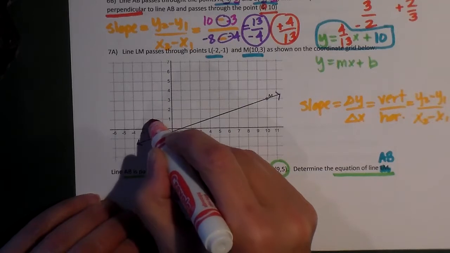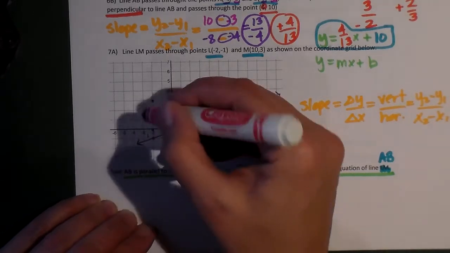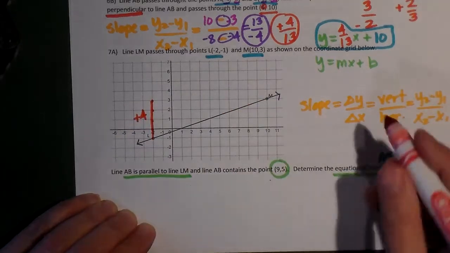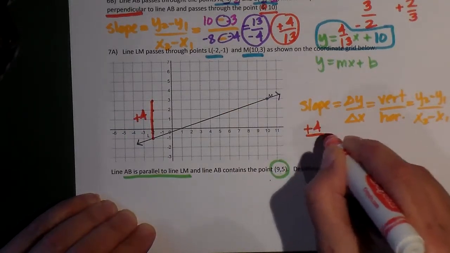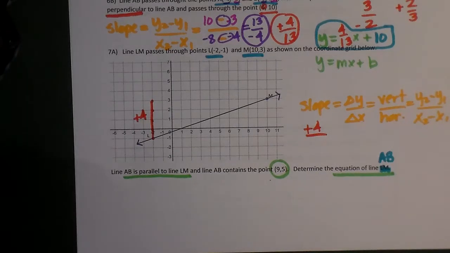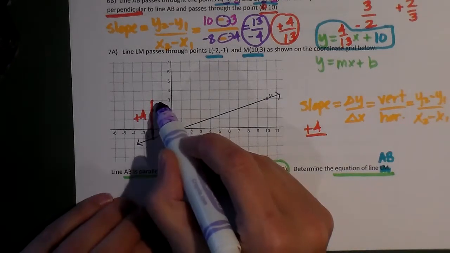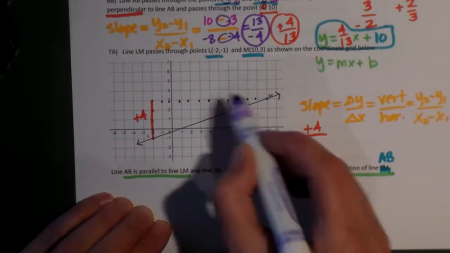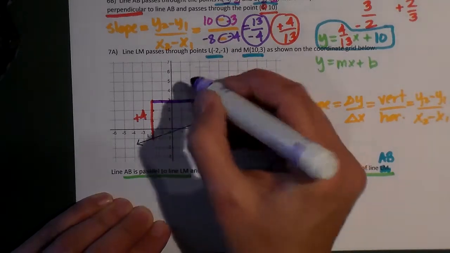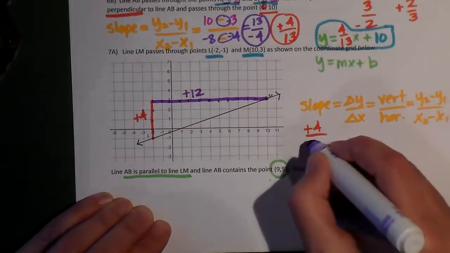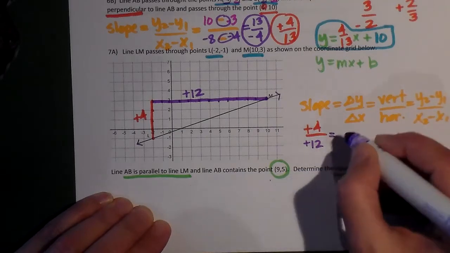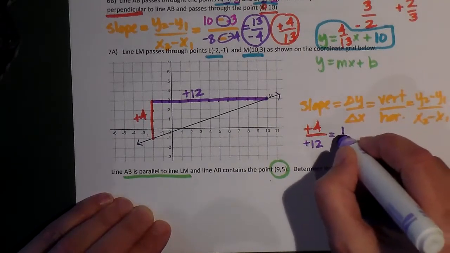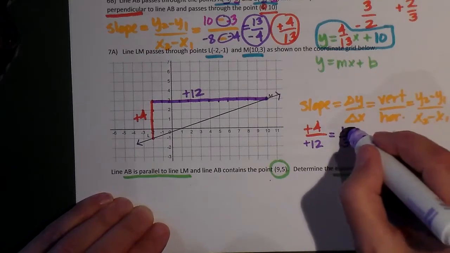So let's look at the 2 points you got. You're going to go up 1, 2, 3, 4. So we have a positive 4 for our vertical change for our slope because we went up 4. So now let's look at our horizontal. 1, 2, 3, 4, 5, 6, 7, 8, 9, 10, 11, 12. I've got a positive 12 change because it's to the right. So if I reduce this, my greatest common factor is 4. My slope is actually 1/3.